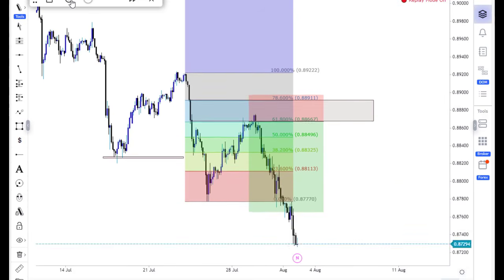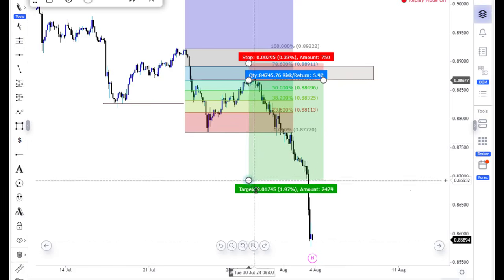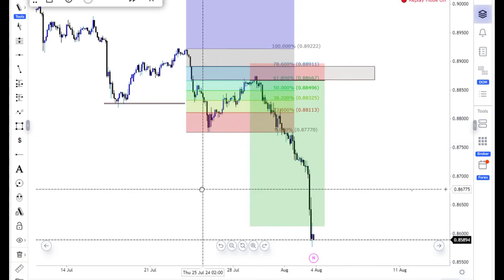Price drops, guys. That is a good winning trade, guys. Now you could even catch 1:10 with this, guys. Look at how simple it is.